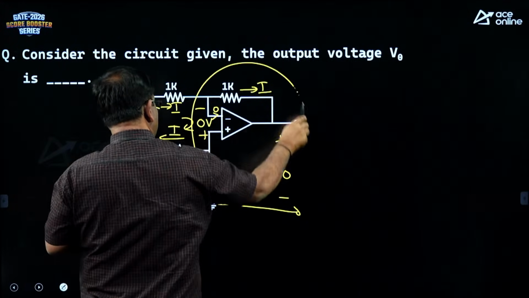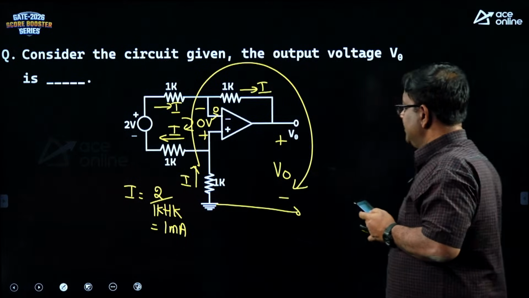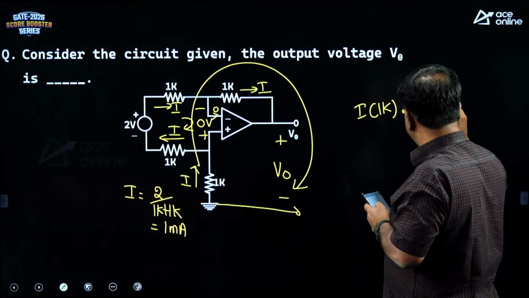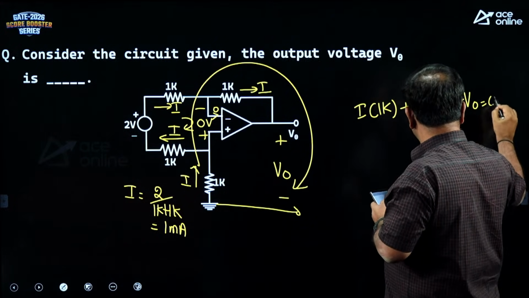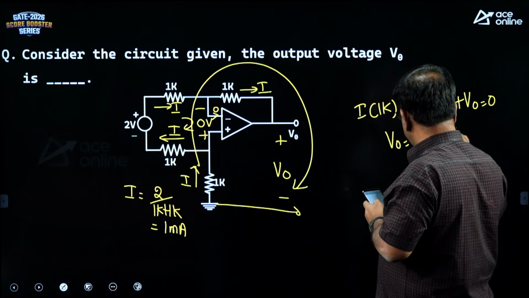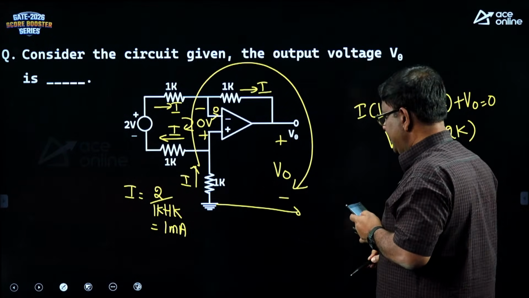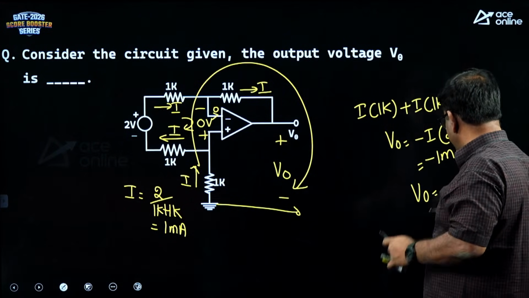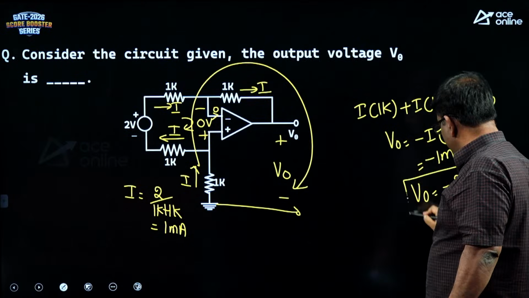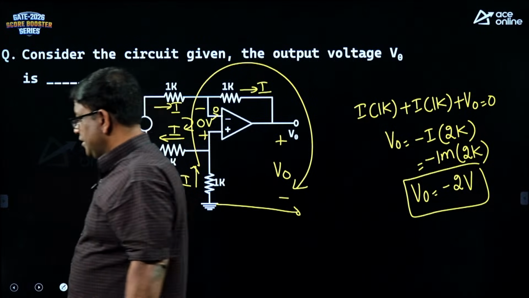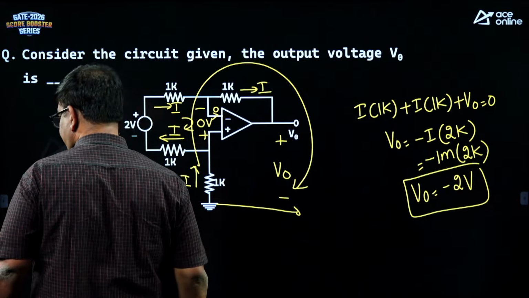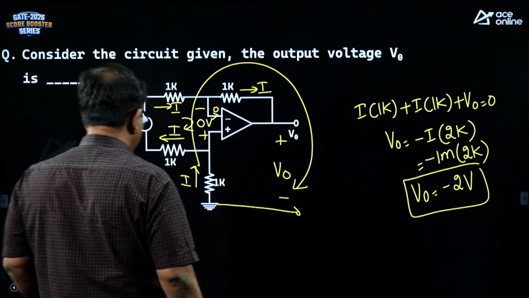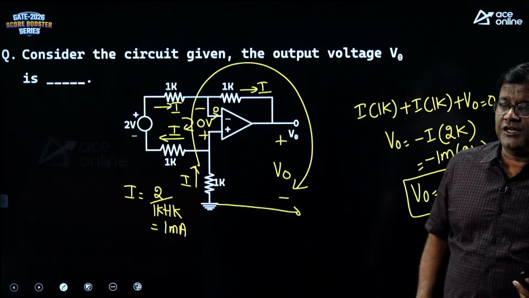Give me a KVL around this loop to finish this. It is I into 1K plus I into 1K plus V0 is 0. So, your V0 is minus I into 2K. I is 1 milli into 2K. So, V0 is going to be minus 2 volts. V0 is going to be how much? Minus 2 volts.